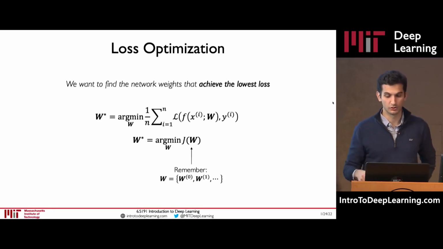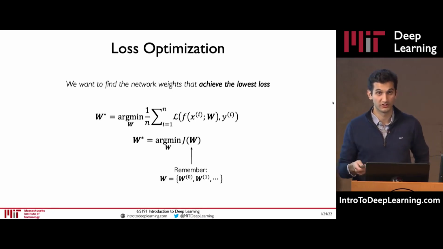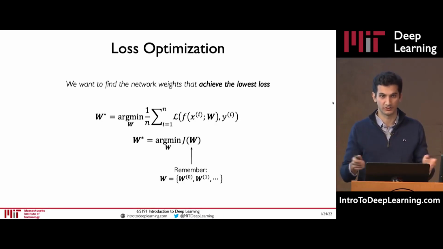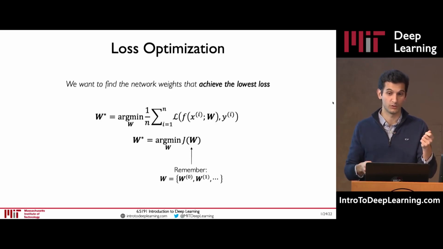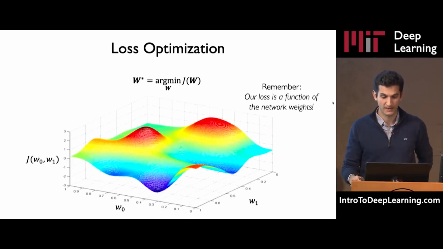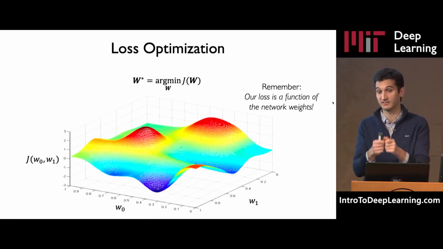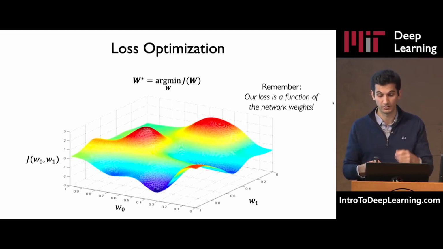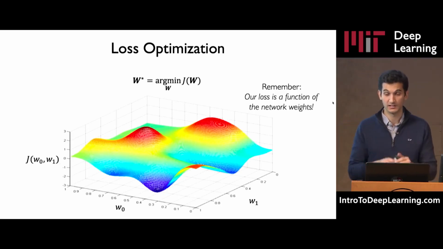Remember that W is just a group of all of the W's from every layer in the model, so we just concatenate them all together, and we want to find the weights that give us the lowest loss. And remember that our loss function is just a function that takes as input all of our weights. Given some set of weights, our loss function will output a single value, the error. If we only have two weights, for example, we might have a loss function that looks like this. We can actually plot the loss function because it's relatively low dimensional. We can visualize it.